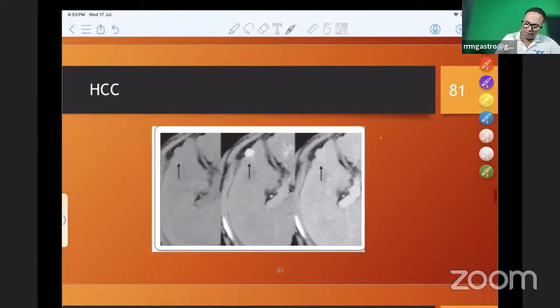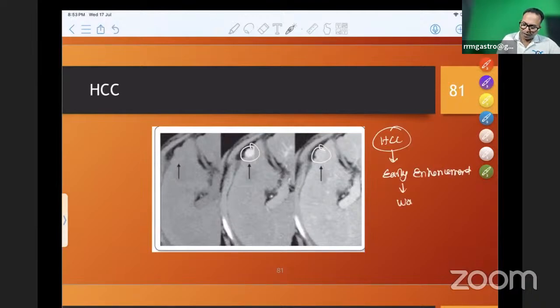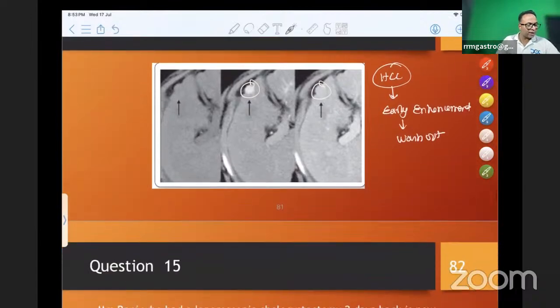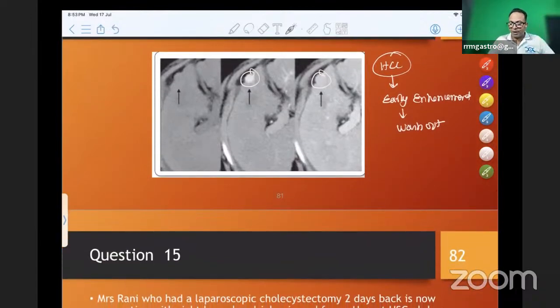So hepatocellular cancer shows early enhancement and early washout on contrast CT. That is a classical finding of HCC. So don't forget, early enhancement and early washout is seen in HCC.